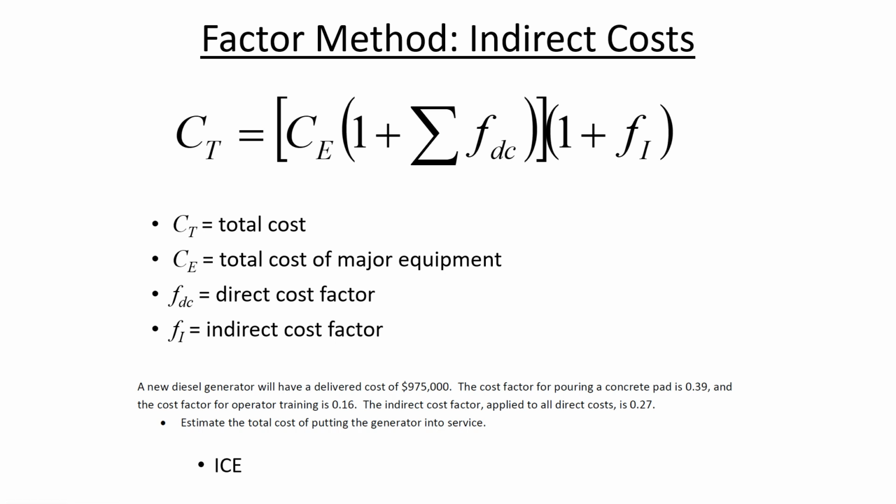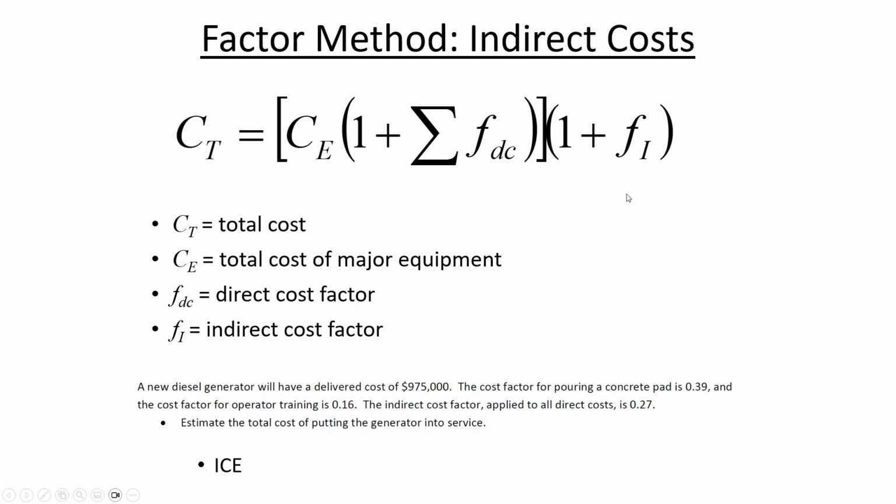And in the in-class example problem, we're saying that the concrete pad F value, that's a direct cost factor. It's saying usually the concrete pad costs 39% of the diesel generator. And operating training is found to be, over time, approximately 16% of the cost of a diesel generator. And so you add those all together, the cost of the generator itself, and then all of the other direct costs. And then on top of that, add in the indirect cost factor.